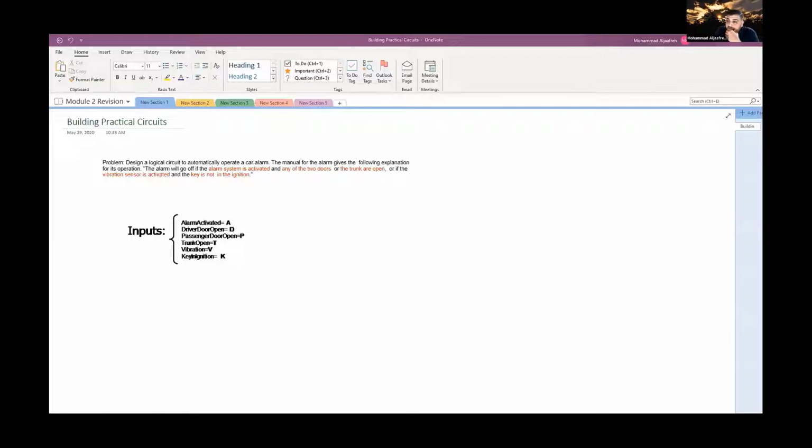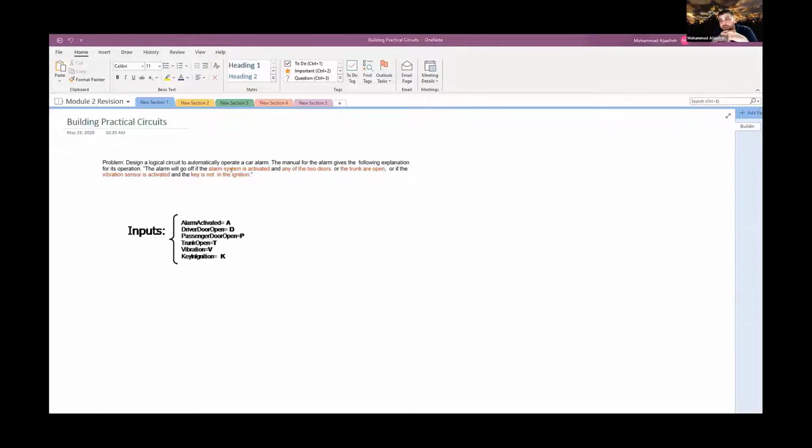So you have an example here, and in this example, you are supposed to design a logical circuit that automatically operates a car alarm. Let's suppose that you're working at an automobile company, and you want to design a simple controller. This controller is to give an alarm as long as the following condition is either satisfied or is not satisfied. The alarm will go off if the alarm system is activated, or any of the two doors or the trunk are open, or the vibration sensor is activated and the key is not in the ignition.